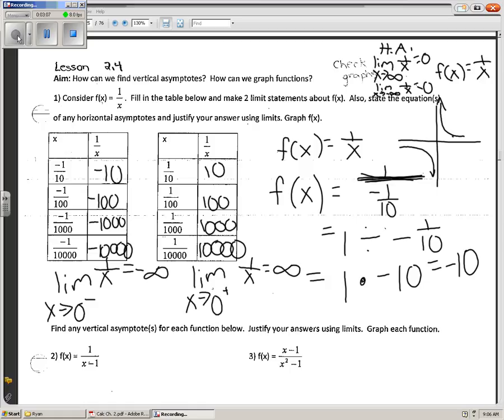So in the long run, as the x values get bigger, as we go along the x-axis, the y values get closer to 0. And that occurs in both directions. This is just a rough sketch of this graph.